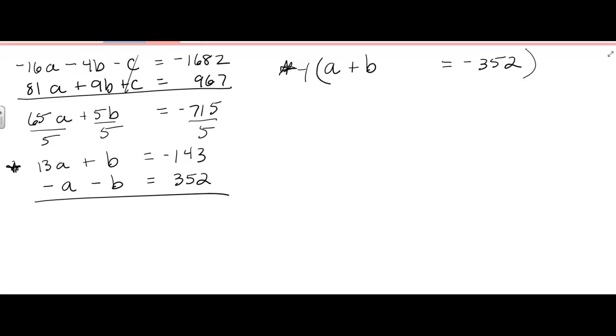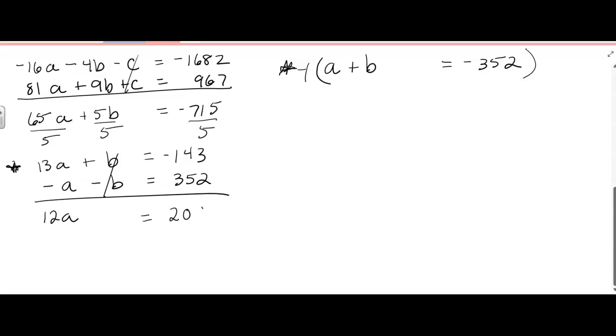And we'll see how this works out. All right, 13a, negative a, 12a. The b's eliminate. And then what's negative 143 and 352? Okay, so let me just grab a calculator. I can't see. The light's bad in here. Okay, so it didn't really come out that good.